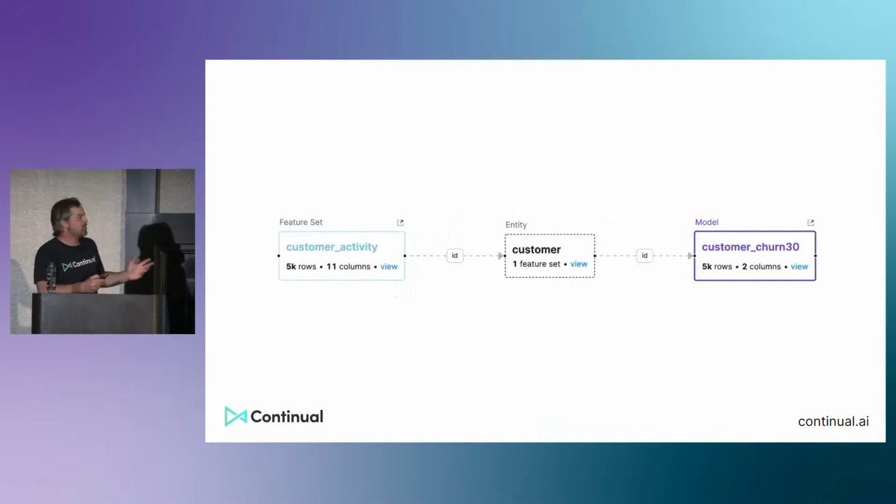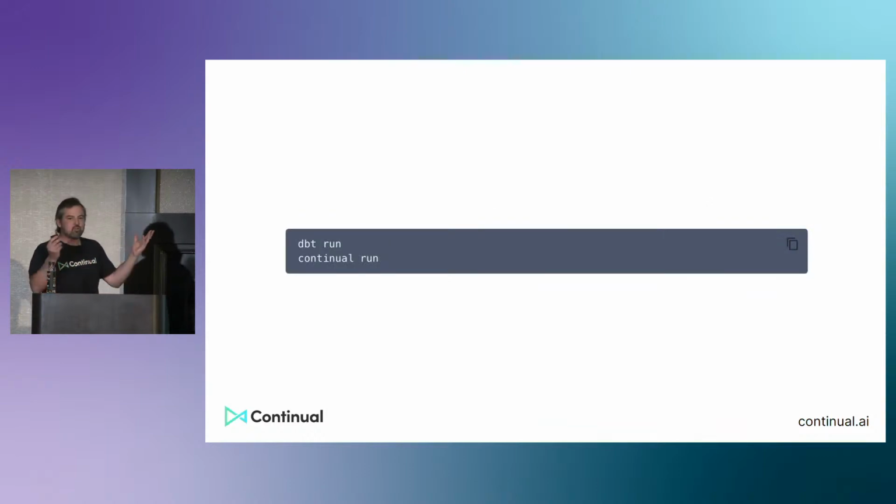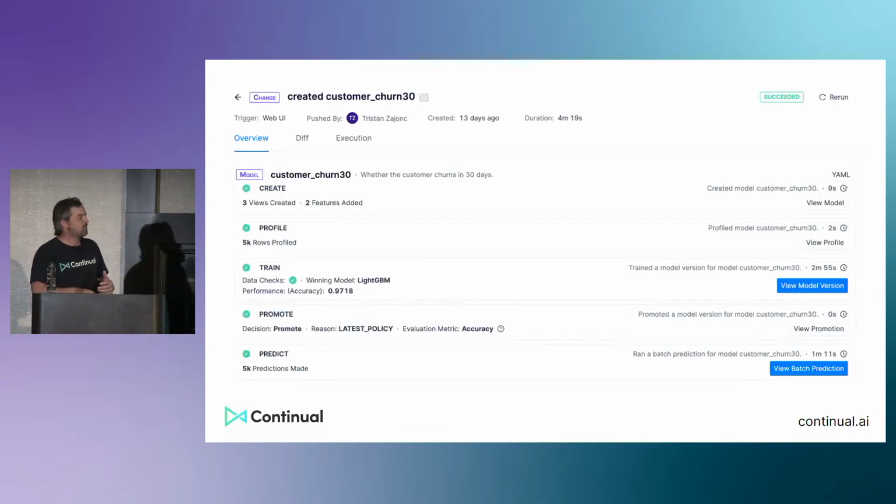All right, what do you get? You get something that looks like this, a model and a feature set. You do 2 commands: dbt run, continual run. That's it, right? Just with that, that's it. Everything else is automatic. And then the system takes over and tries to do the right thing, right? Tries to build and train a model.